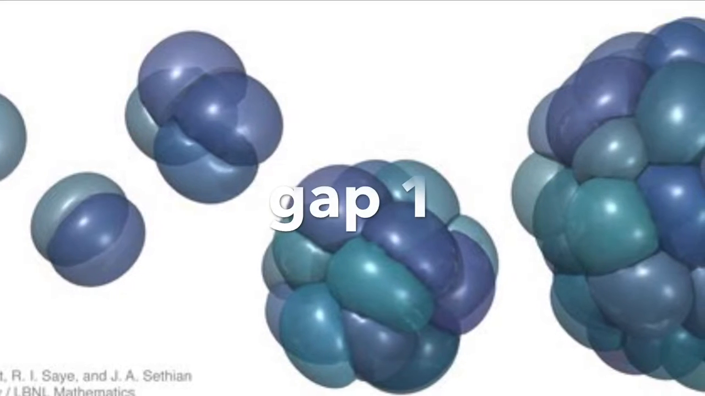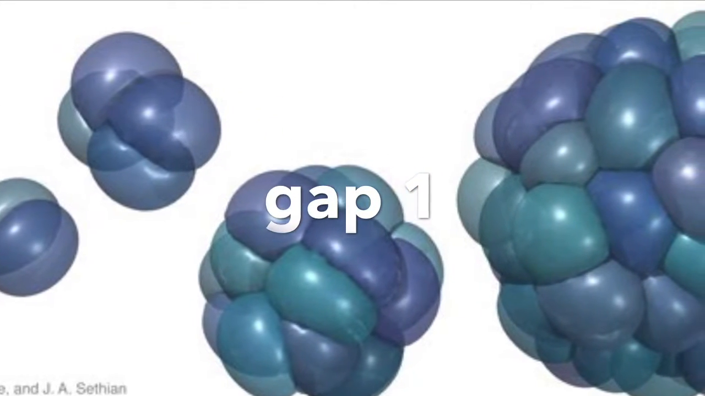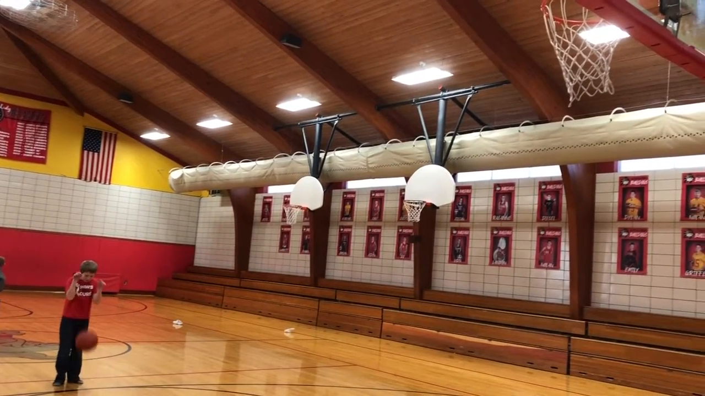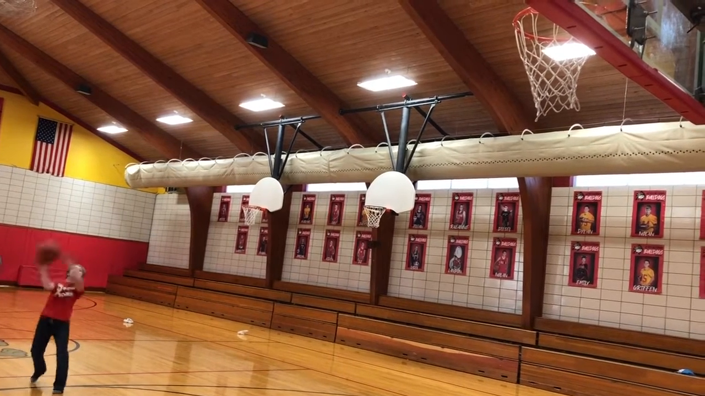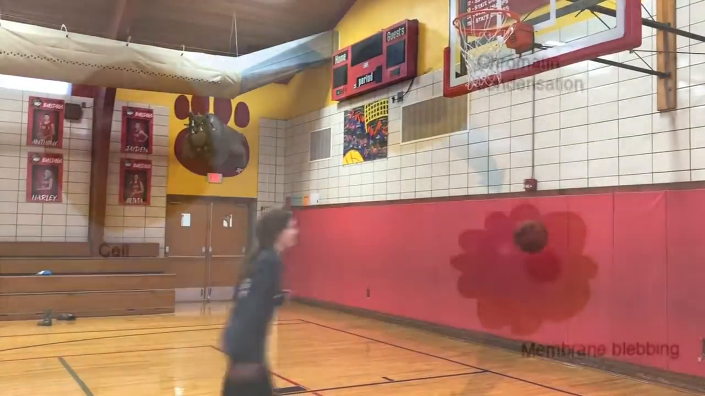In gap 1, there's a cell that is growing. This is compared to a 5-year-old who is pretty bad at basketball. That kid then grew up to be pretty decent, and they grew, just like the cell growing.